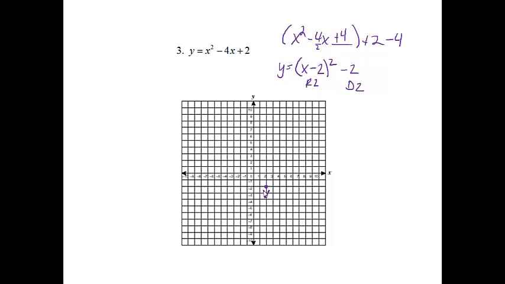So, and I'll put a V there, that's my vertex, and I'll come over here. My vertex, I went to the right 2 and then down 2, so that's how it would label. And then we'll find the 0 point. So if I put 0 in here, 0 minus 2 is -2. -2 squared is 4. 4 minus 2 is... whoops, it's not -2, it's just 2. So I'm going to have (0, 2) is my 0 point. So I'm going to start at my vertex, and I'm going to swing up through that point, and then I will mirror it over on the other side, and there we go.